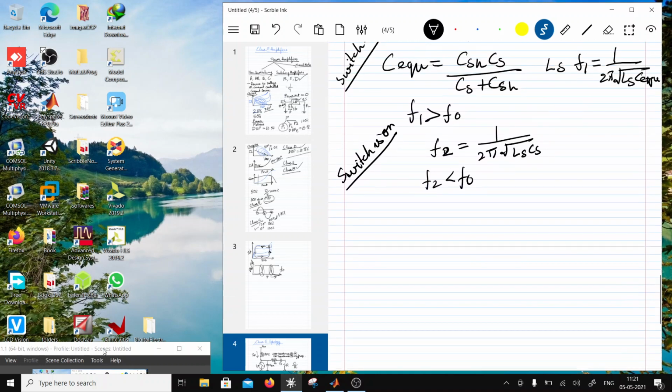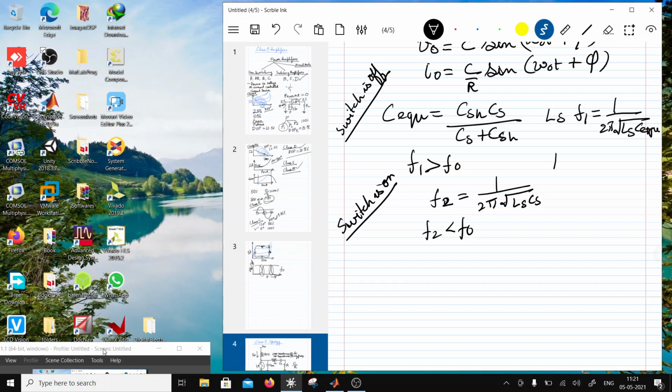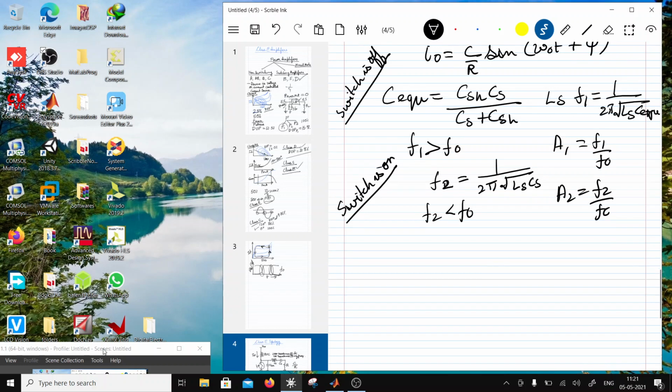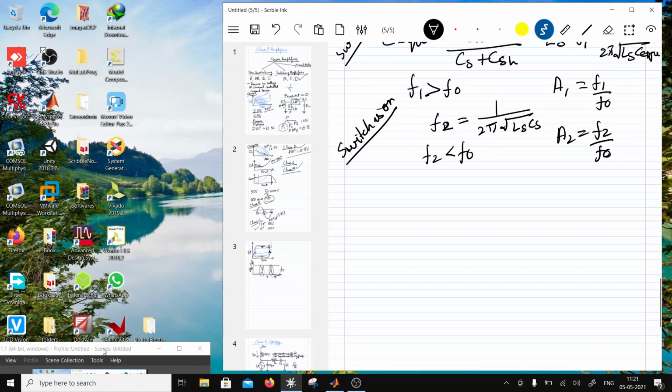So now let's look at the normalized frequencies. Let's say A1 is equal to f1 by f0, and A2 is equal to f2 by f0, right? And let's plot this as a function of Q of the network. So why am I bringing this into question? Without Q of network, an idealized model is also assuming a Q of a network.